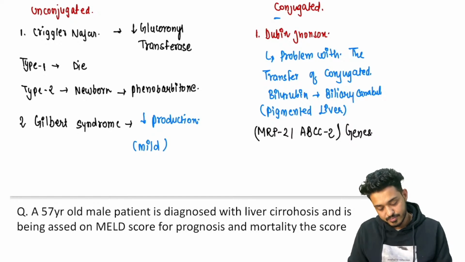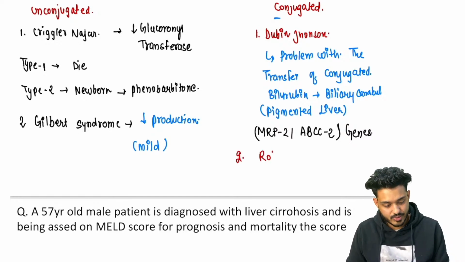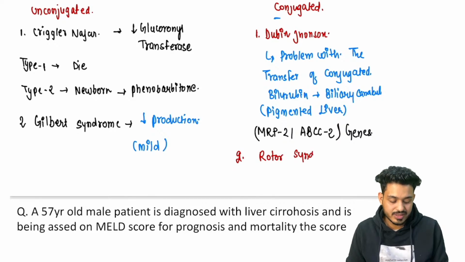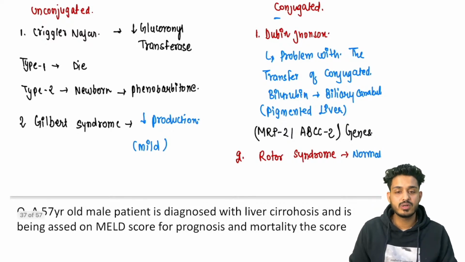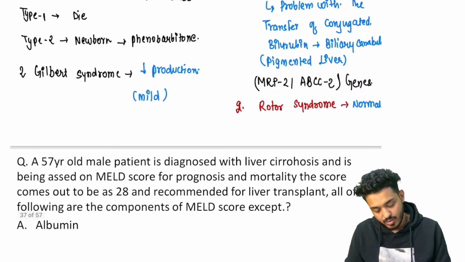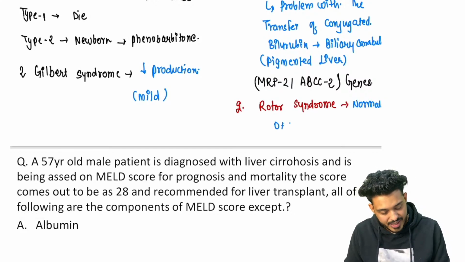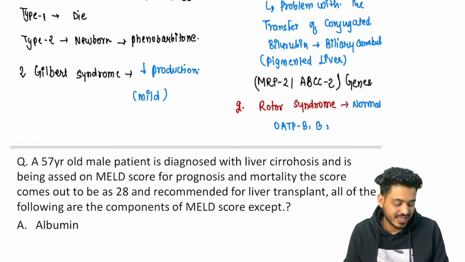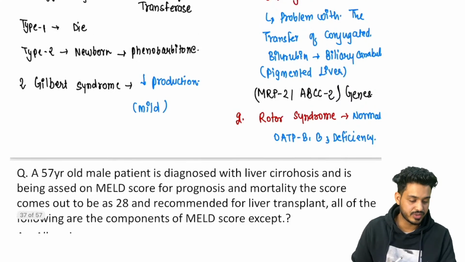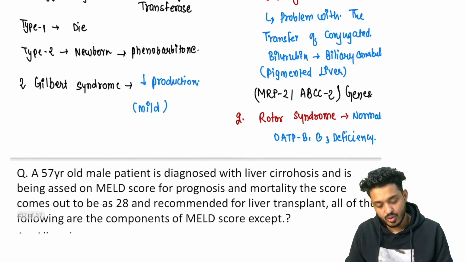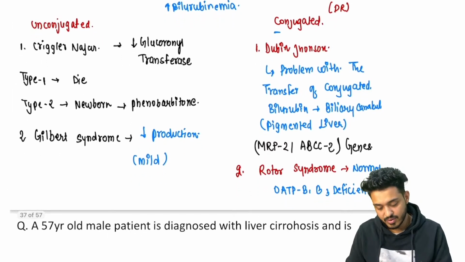And in the Rotor syndrome, here you can simply differentiate in the conjugated. Here the liver will be normal, beta. Here the liver will be normal. There will be no discoloration. Here the color will be normal. Here there will be problem with the OATP, OATP B1 or B3 deficiency will be there. Okay, Shubham, right? So that is going to be the Rotor. This is the small table for the Dubin-Johnson and Rotor.